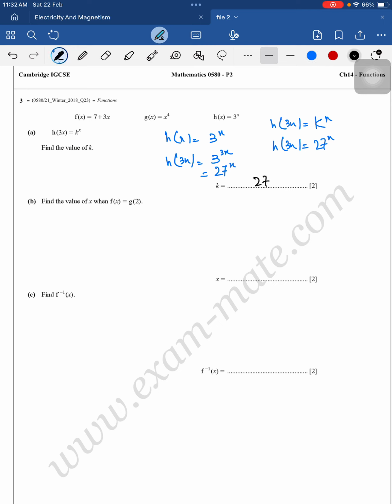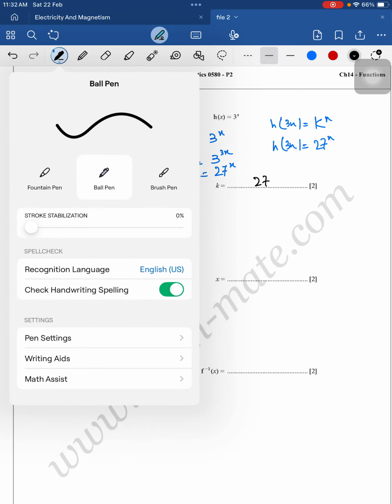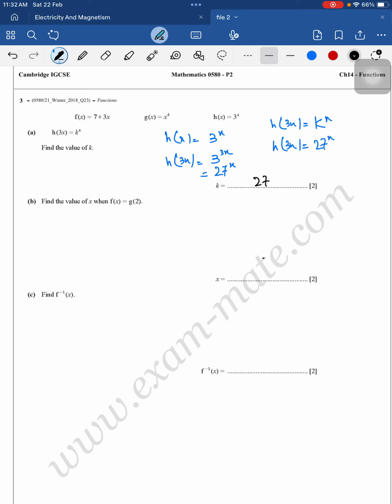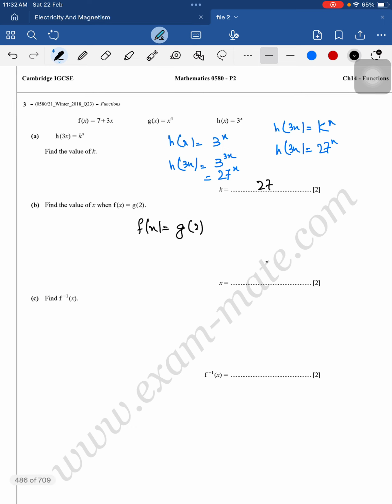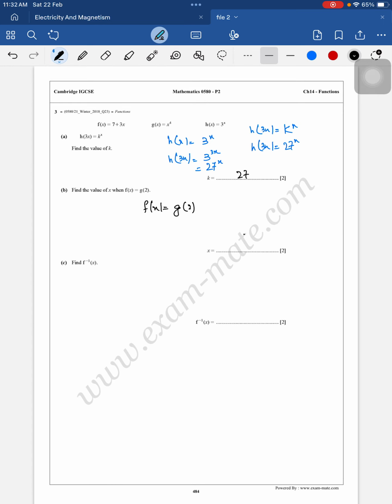Okay. Part B is find the value of x when f of x is equal to g2. Now this is an equation, right? So f of x is equal to g2. Now what is f of x over here? f of x is 7 plus 3x. So in place of f of x, I substituted 7 plus 3x. In place of g2, I will put the value 2 in the function's variable of g. So what is g? g of x is x power 4. So it means 2 power 4. Right? Now solve this up.